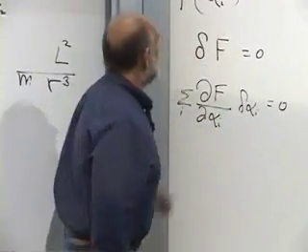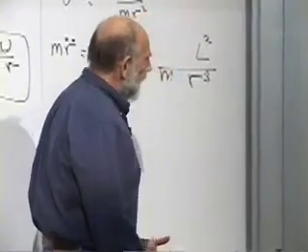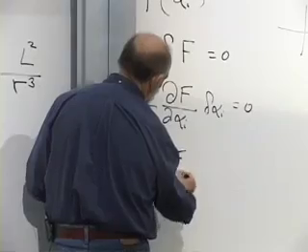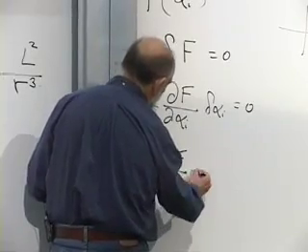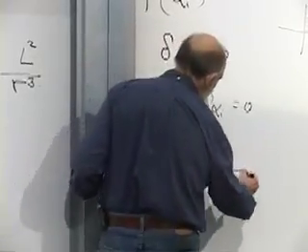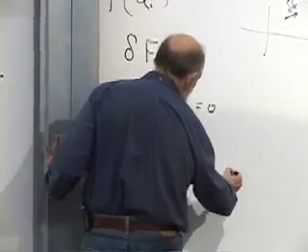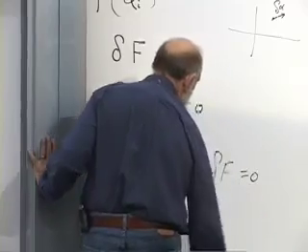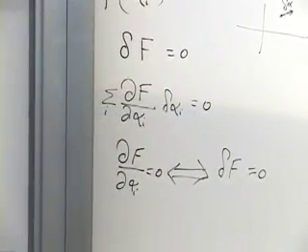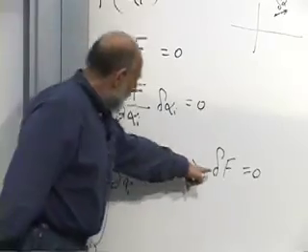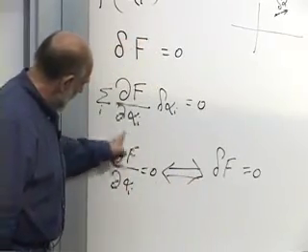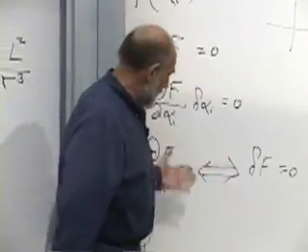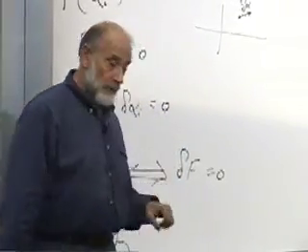Okay? So these say the same thing: that the derivative of f with respect to alpha i equals 0 for all alphas is the same thing as saying that the variation of f is equal to 0 when you change alpha a little bit. This is shorthand for the collection of these equations over here. Variation of f equals 0.